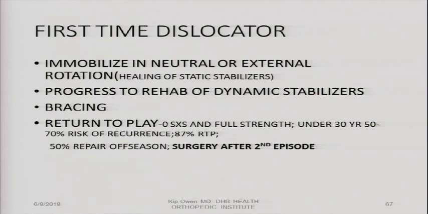So for first-time dislocators, this ends up being a discussion that comes up quite a bit in the clinic in these situations. Initially, you want to immobilize in neutral or slight external rotation. The duration of immobilization has tended to change over time. It used to be 3 weeks. You hold them 3 weeks, nothing sooner. It's kind of gotten back to about 2 weeks.